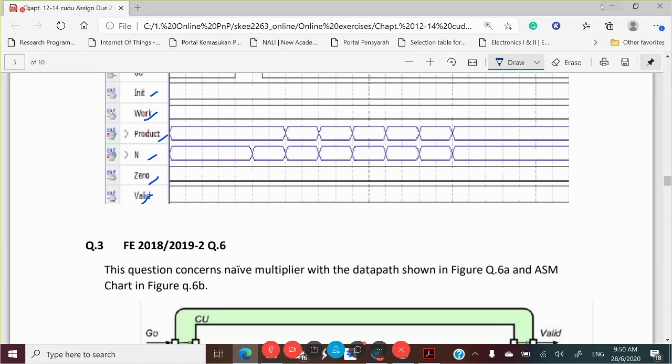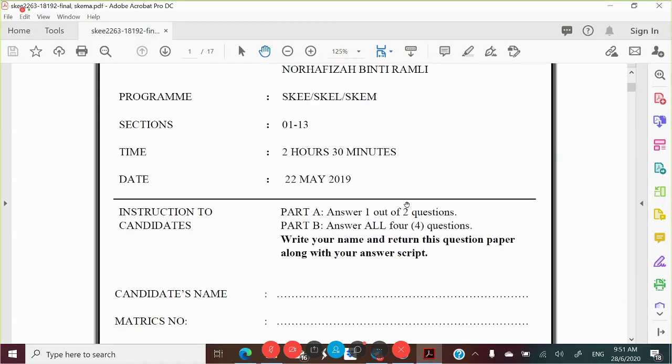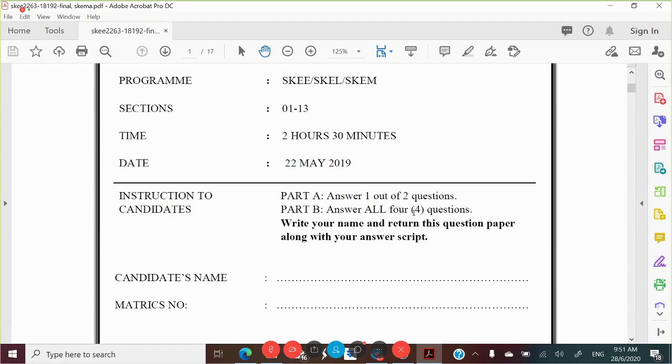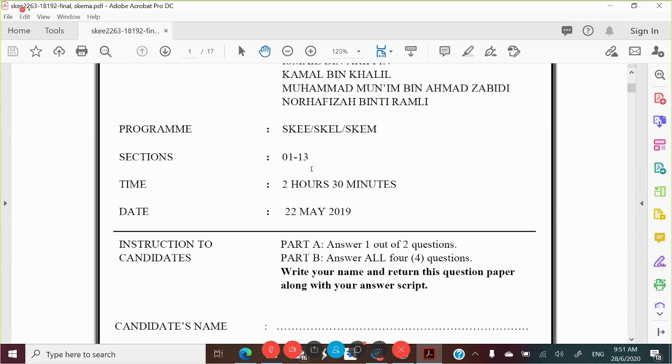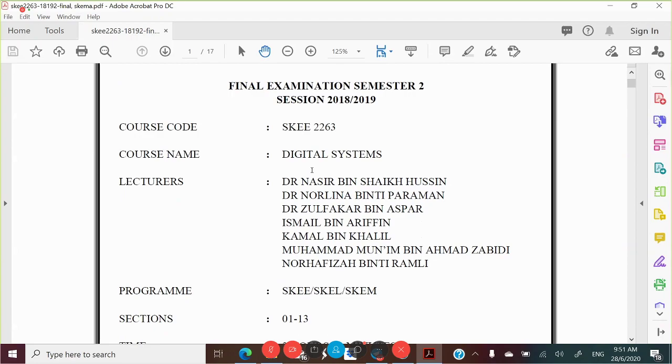Oh, this is the question. Now where is it just now? Here. I put it on PDF. Now this one, this is the final exam on the 22nd May, I think, of 2018-19. There are 1, 2, 3, 4, 5, 6, 7.